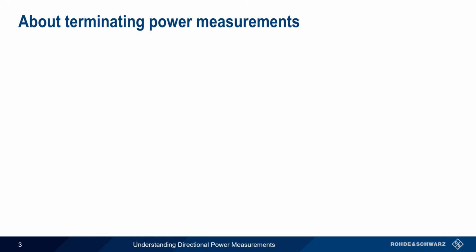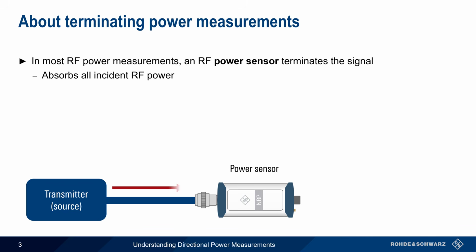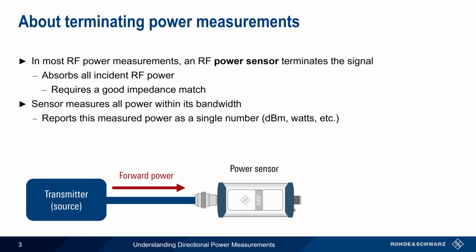Let's start by reviewing terminating, that is, non-directional power measurements. Most RF power measurements are made using a power sensor, which terminates the signal. That is, the sensor is connected to the power source and, ideally, absorbs all of the incident RF power. Note that this requires a good impedance match between the source and the input of the power sensor. RF power sensors are not normally frequency selective, and therefore they measure all of the power within their bandwidth. This measurement is reported as a single scalar value, most often in units of either dBm or watts.